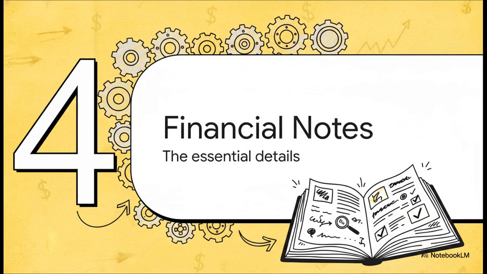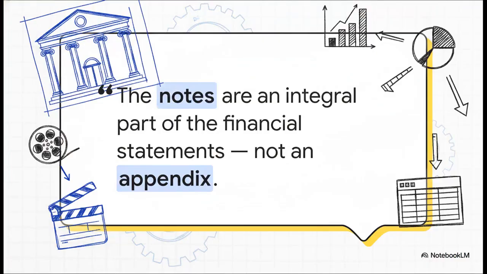And finally, we arrive at Station 4 of our assembly line, the essential financial notes. You know, people so often treat the notes like a boring appendix tacked on to the end of a book, but notice the exact phrasing here, an integral part of the financial statements. Think of them as the rich architectural blueprints of the business, or maybe the director's commentary on a movie. Without the notes, the raw numbers on the balance sheet and income statement completely lack context. The notes explain the estimates, the judgments, and the policies that actually make those raw numbers understandable to an investor.